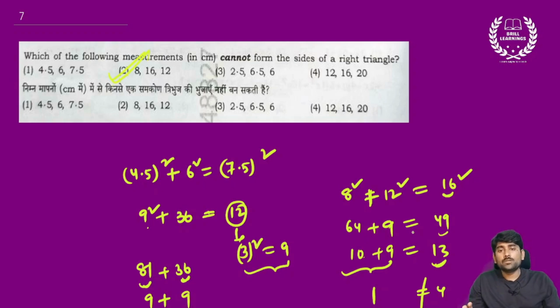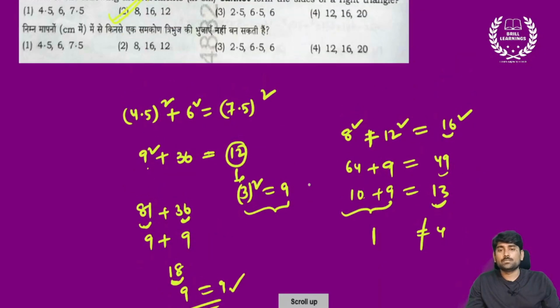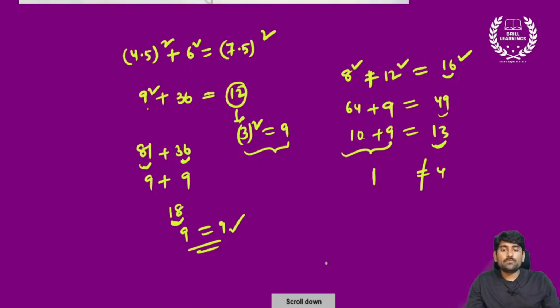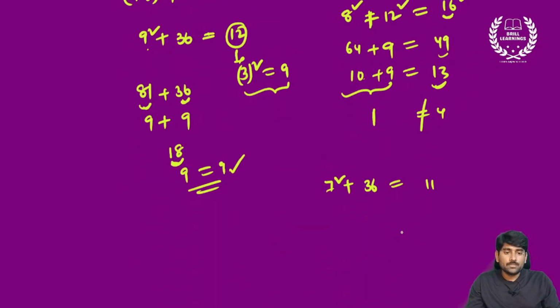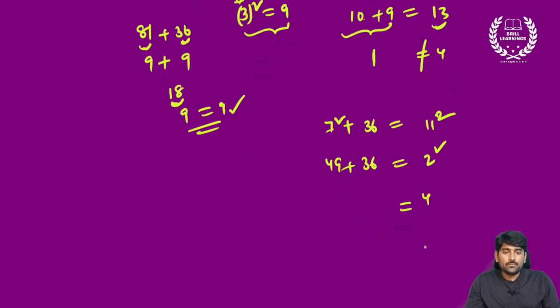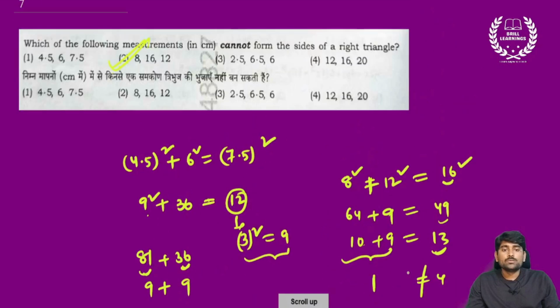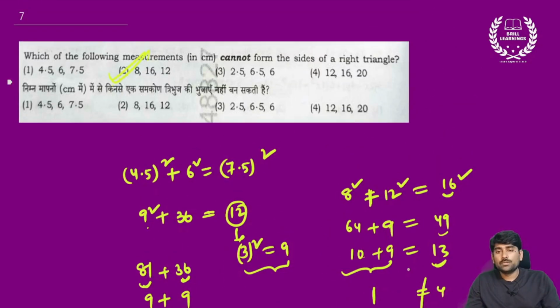However, let's check the other two options as well through this digital sum concept. 2.5 square plus 6 square is equal to 6.5 square. 2.5 means 7 square, plus 6 square means 36, is equal to 6.5, which means 11 square. You can write it as 49 plus 36 is equal to 2 square, which returns 4. This digital sum should be equal to 4. So 13 and 9, 13 plus 9, add 4 plus 9 is 13, and 13 means again 4. 4 is equal to 4. So that is why it is also a Pythagorean triplet, and it is also following.